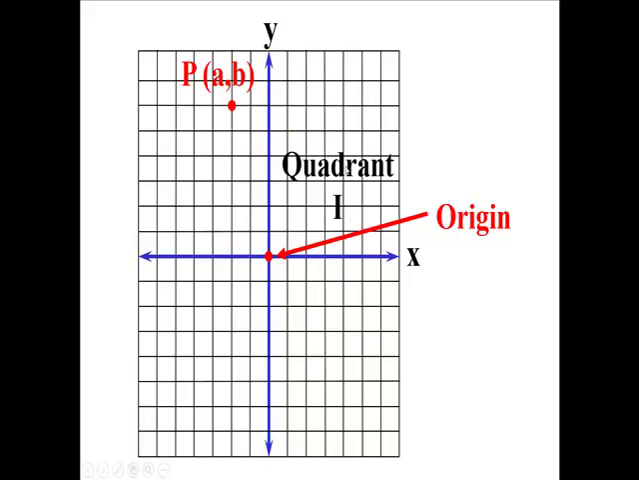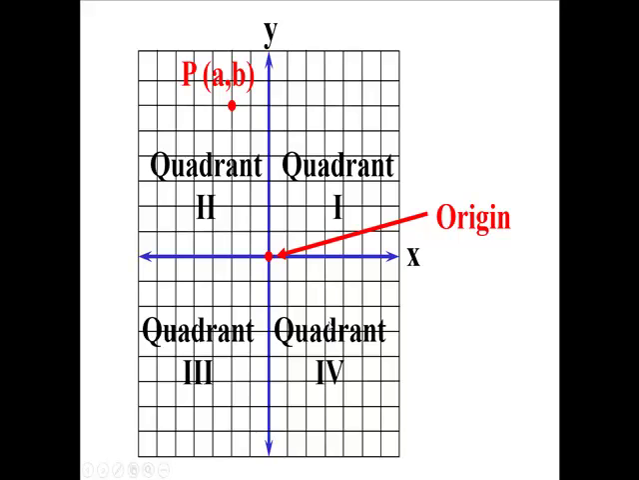Actually, these two lines divide this into 4 different sections. We'll label this number 1, come over here and label this one number 2, then number 3, and number 4. Now, why do we call this one 1? It seems like we should call this one 1, except for one thing.